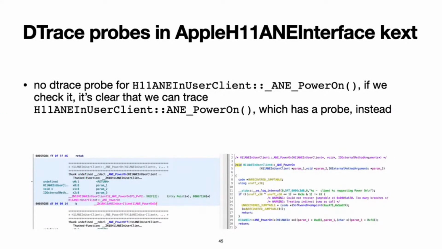Why may having no probes for some functions not be a problem? For example, we mentioned that there is no DTrace probe for this H11ANEInUserClient::_ANE_PowerOn function. But if we disassemble it, it's clear that we can trace ANE_PowerOn, which has a DTrace probe, instead of the _ANE_PowerOn.